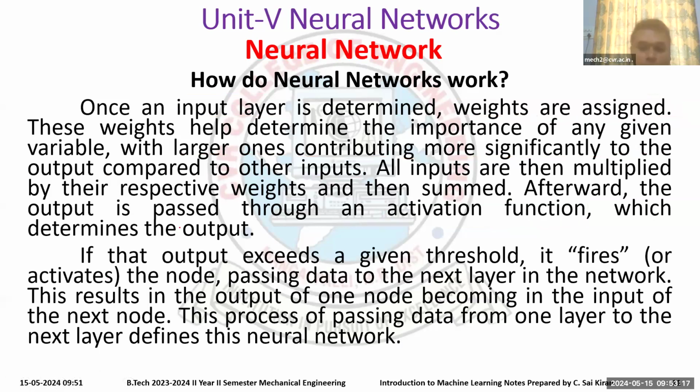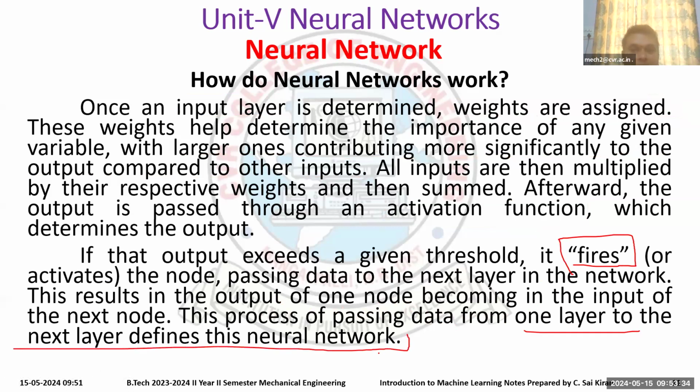If the output exceeds the threshold, then it will activate or fire, and it will go to the next layer. This process of passing data from one layer to the next defines the neural network. So in the neural network, the data is continuously passing from one layer to another, and finally it has to give the output for us.